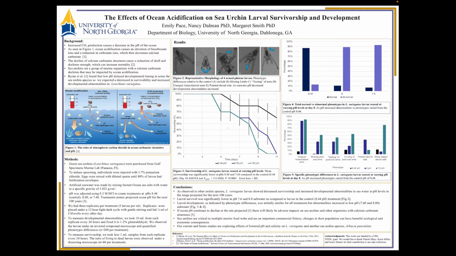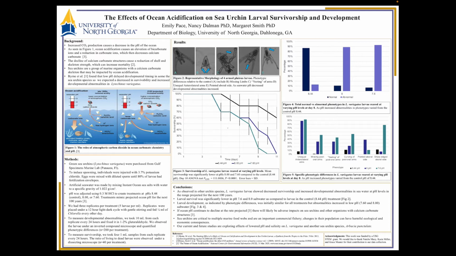Figure 3 represents the survivorship of larvae reared at varying pH levels. The y-axis represents survivorship in percentages, and the x-axis represents the amount of time the larvae were in their treatment groups. We looked at every 24 hours. The control had 100% survivorship until day 5, and then started to decrease in survivorship. For a pH of 8.0 and 7.6, survivorship started decreasing at day 5. Larval survivorship was significantly lower in pHs of 8.0 and 7.6 when compared to the control 8.44.